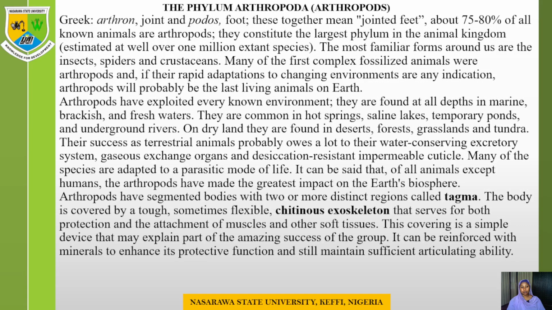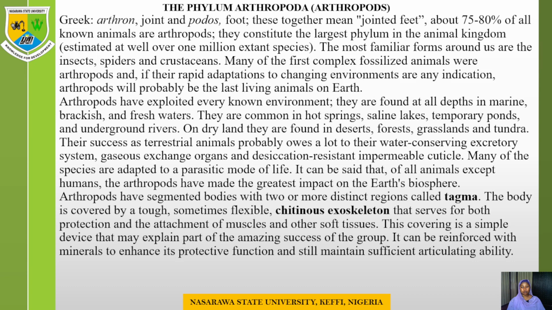Phylum Arthropoda. The phylum Arthropoda is derived from a Greek word meaning arthron, that is joint, and podos, which is foot. When they are joined together, they mean jointed feet. About 75 to 80% of all known animals are arthropods. They are the largest of the phyla of the animal kingdom, estimated at well over 1 million extant species.